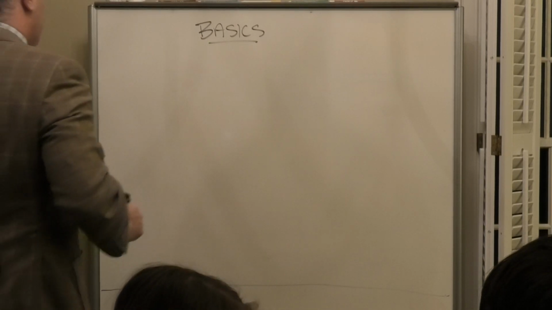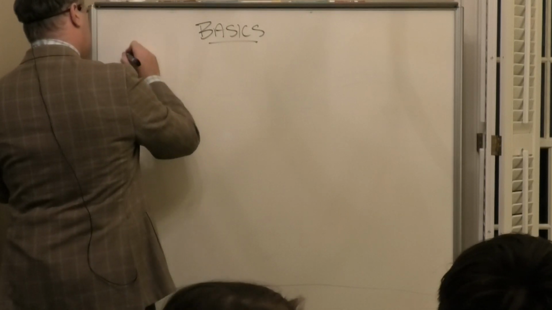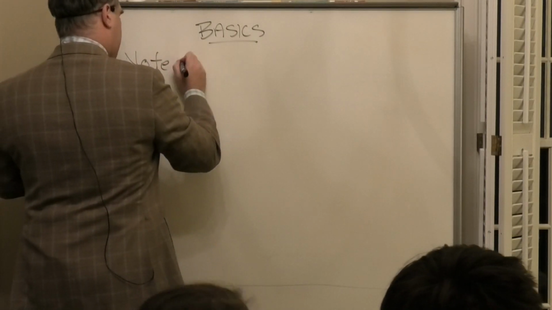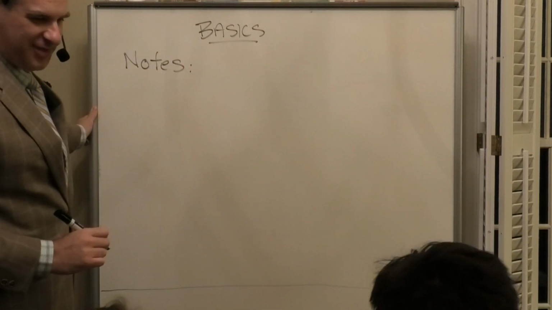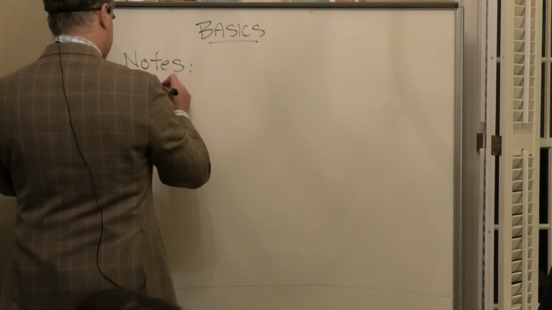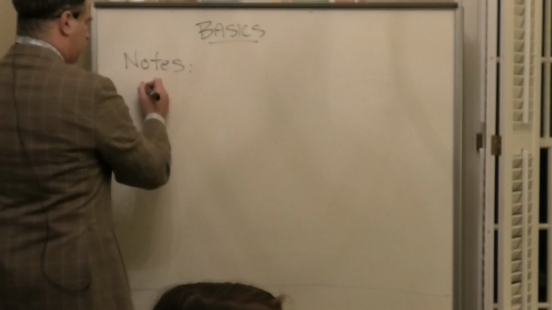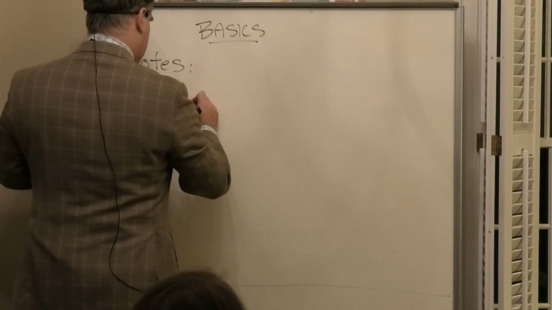Basics. All right, there are three things you have to know in music to really understand music theory. Notes. Now, if you swap the T and the N in notes, you get tones.